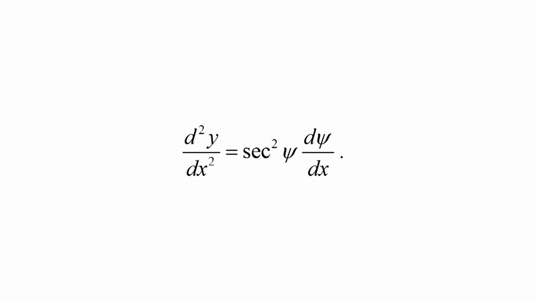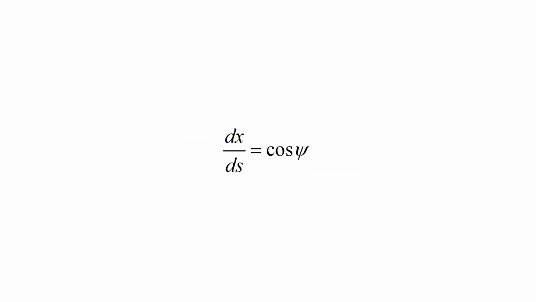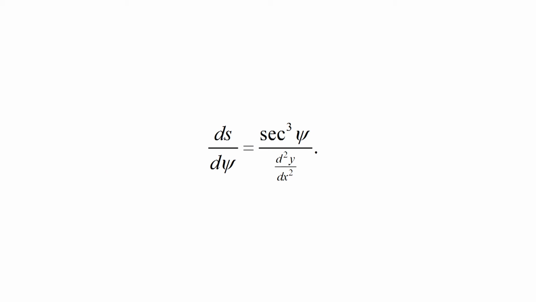We may write the above equation in the form d square y by dx square is equal to sec square psi times d psi by ds times ds by dx. Since dx by ds is equal to cos psi, the above gives d square y by dx square is equal to sec square psi times d psi by ds times 1 upon cos psi, which is equal to sec cube psi times d psi by ds. Hence, we obtain ds by d psi is equal to sec cube psi divided by d square y by dx square.